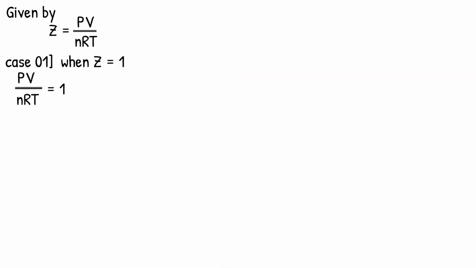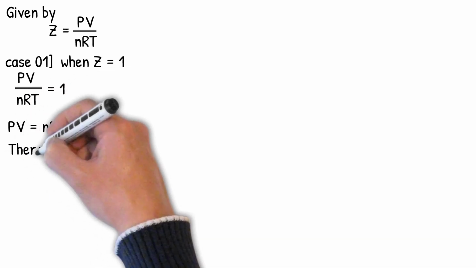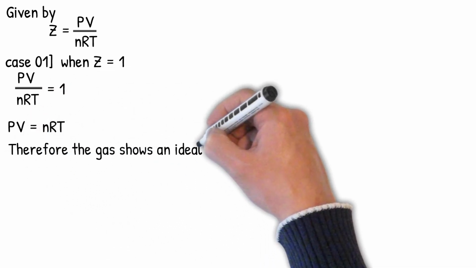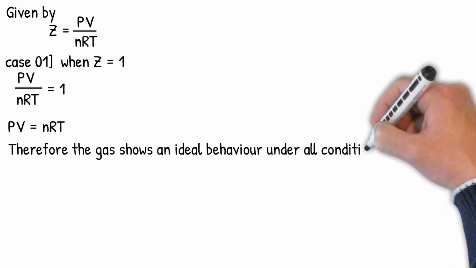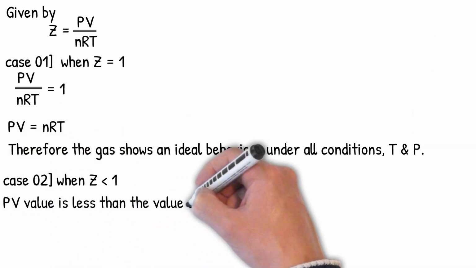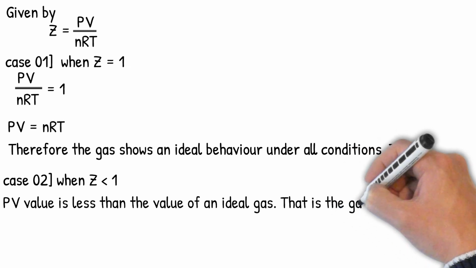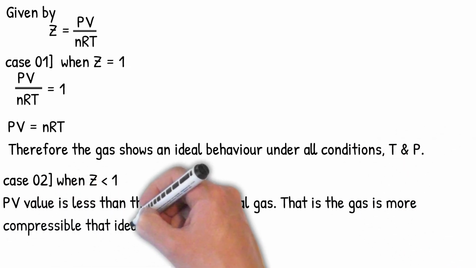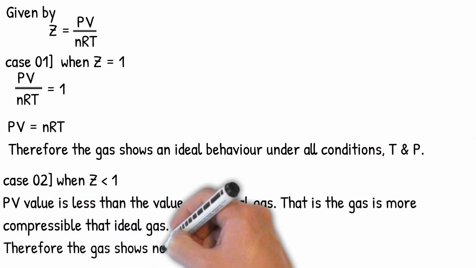Then PV equals nRT. Therefore, the gas shows ideal behavior under all temperature and pressure. Case 2. When Z is less than 1, the PV value is less than the value of an ideal gas. That is, the gas is more compressible than an ideal gas. Therefore, the gas shows negative deviation.